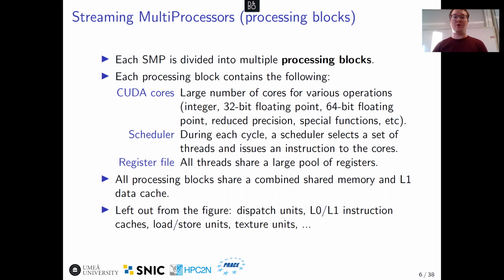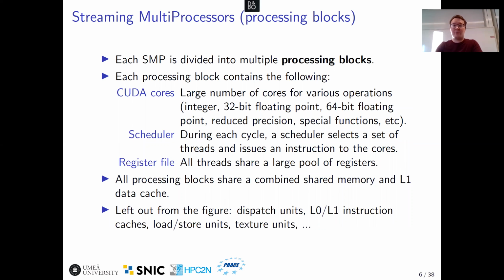And inside each processing block, you will have the following. You have a large set of CUDA cores, and there are usually separate cores for doing integer operations, and for 32-bit floating point and 64-bit floating point. For reduced precision, you have the tensor cores, and then you also have special function cores that can do things like trigonometric functions. Then inside each processing block, there was one scheduler that is going to select the threads to execute and issue the instructions to some of these cores. And then we had the register file, which was a large pool of registers that is shared among all the threads that are executing on the processing block.